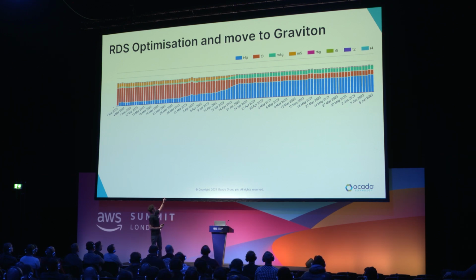And so you can see, hopefully it's relatively clear, the graph has a blue line at the bottom, which is the Graviton T4G instances. They gradually consume all of the T3s that are there over time, and you can see at the top there's a line of M5s that are consumed by M6G.